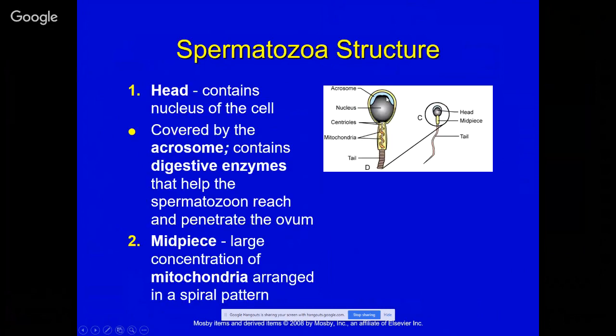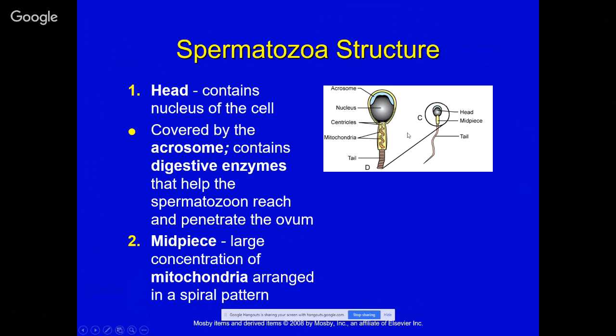The spermatozoa structure: we have a head which contains the nucleus, or the powerhouse of the cell, and all of those chromosomes that are so important. It is covered by an acrosome. Think of this acrosome as the hat, but it's a hat with digestive enzymes. So the acrosome contains digestive enzymes that help the spermatozoan reach and penetrate the ovum. The digestive enzymes help to enter the ovum.